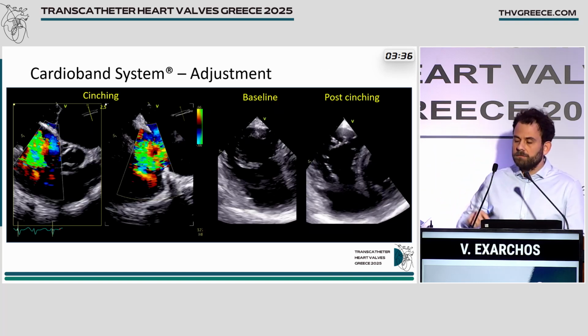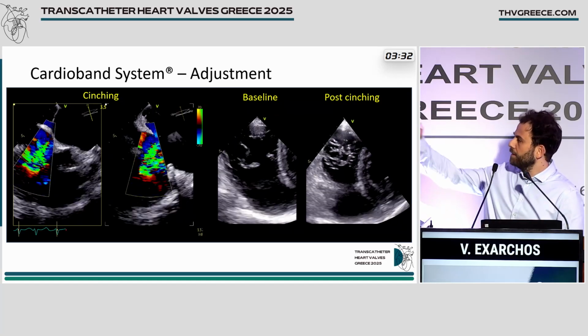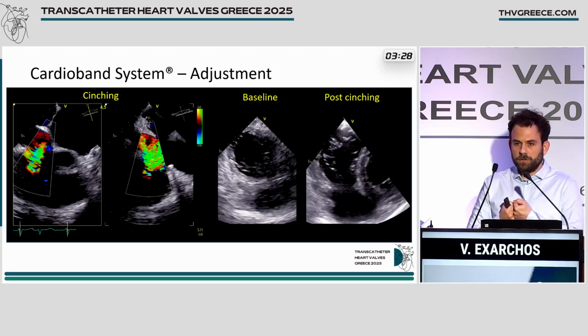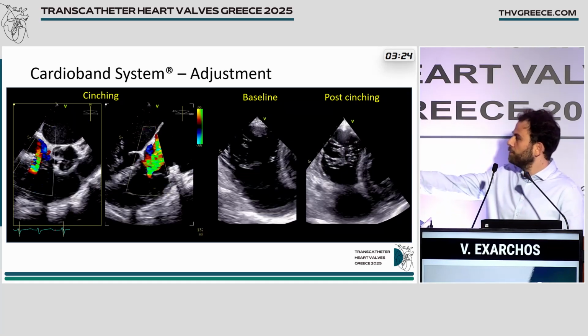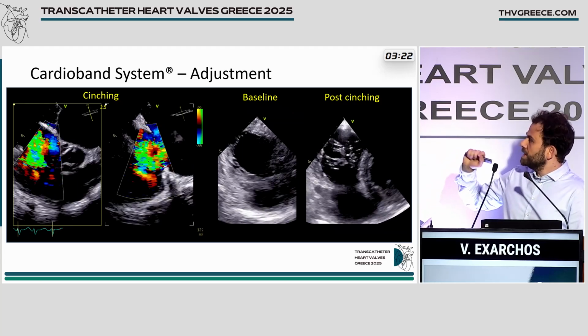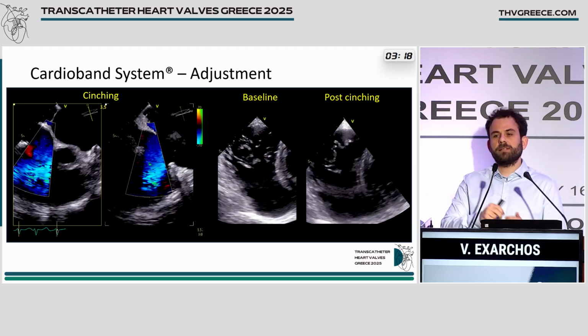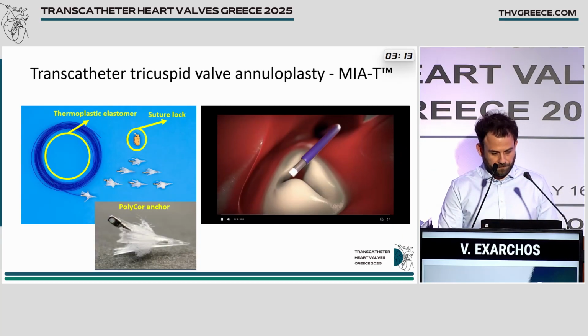Here what we see, we are again at the last part of the procedure, adjustment. Again, at the right side, you see improvement of tricuspid regurgitation because I'm increasing the sensing. But I put this slide here actually for the right side because we see how the reduction of the annular dimensions actually has a positive impact on the whole coaptation of the tricuspid leaflets.